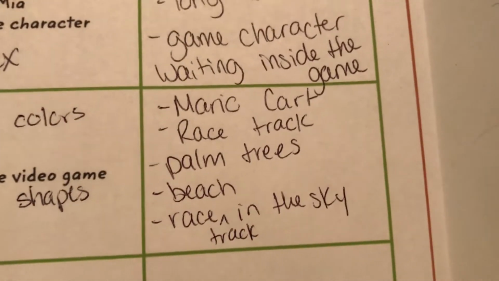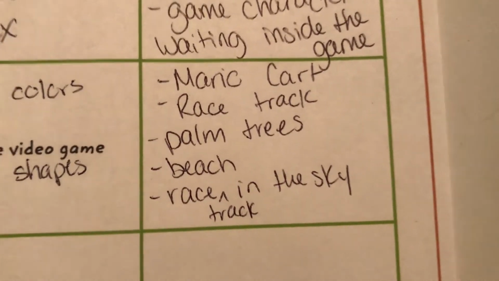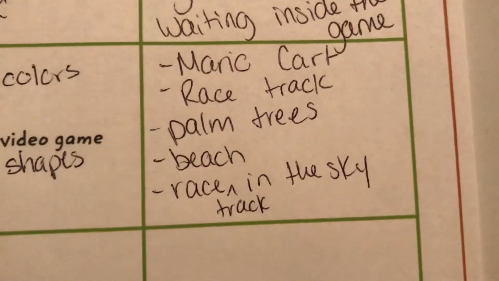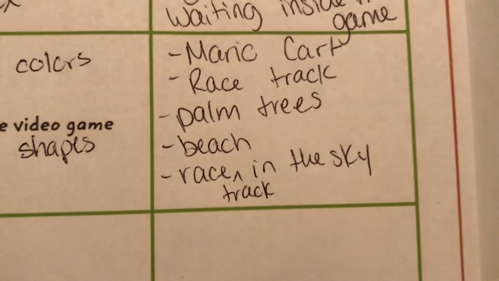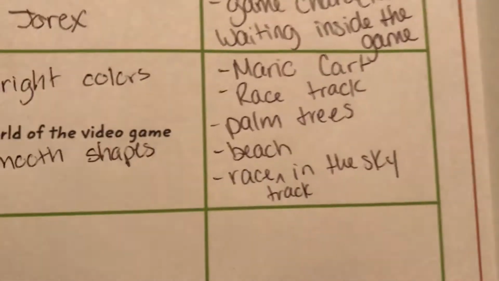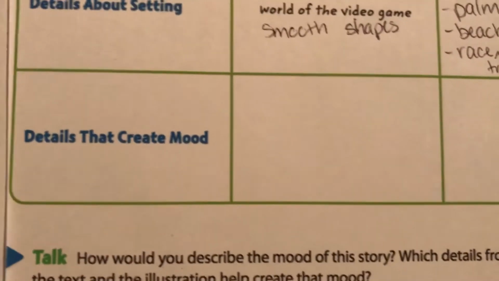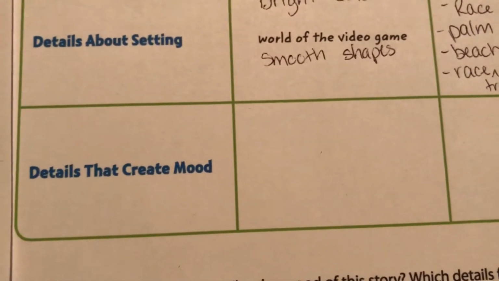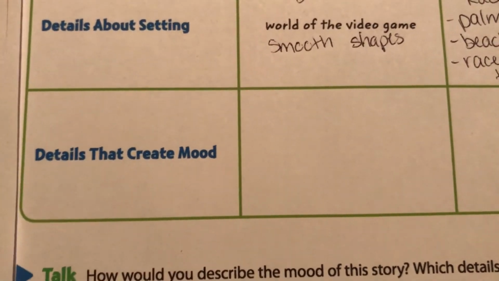Alright, so as you can see, I added exactly what I was saying, the Mario Kart, that's what it looks like. There's a lot of racetracks, there's palm trees, it looks like a beach, and then there's even a sky racetrack as well, if you wanted to be even more detailed. Now this time they don't give us a freebie, so we have to think for ourselves a little bit. Details that create the mood.